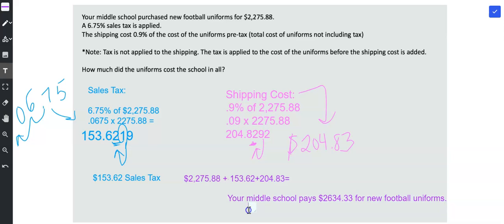And before we say we're finished with this problem, you should always reread the question to make sure you really answer the question properly. How much did the uniforms cost the school in all? So we applied the sales tax and we applied the shipping cost. And excellent, so that should be the price of the uniforms in total.